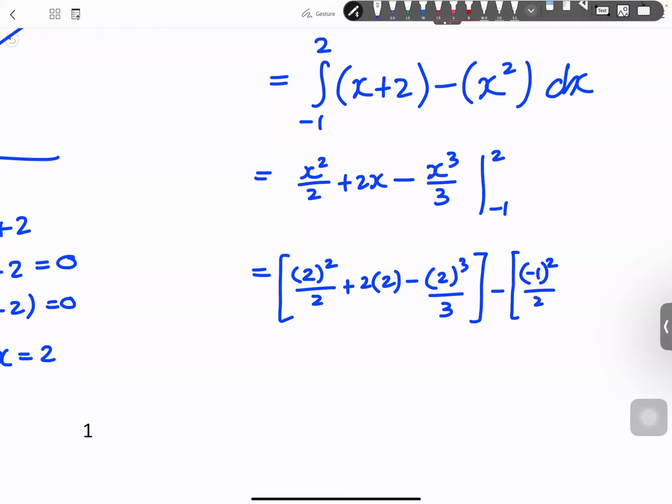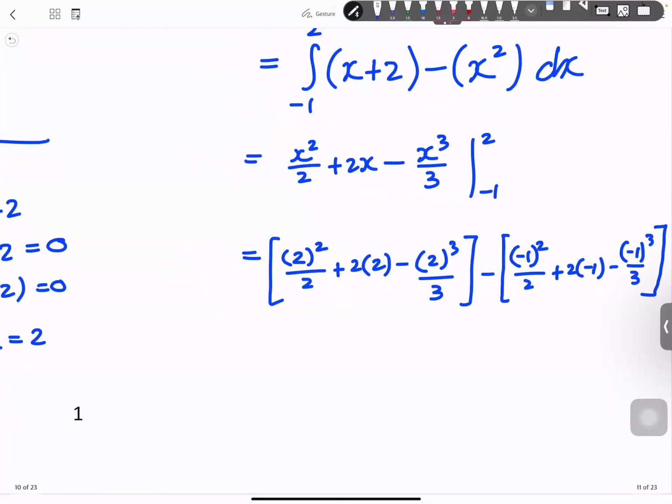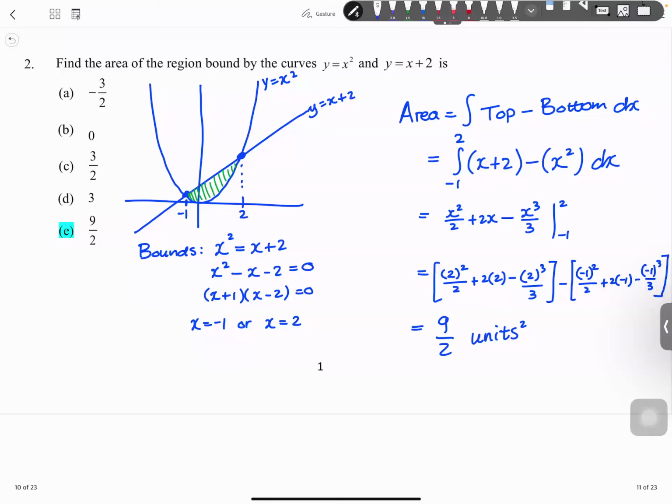-1 squared over 2 plus 2 times -1 minus -1 cubed over 3. All right, at some point, you're going to have to use your calculator. I will do that right here. When I evaluate, I get 9/2. And this would be whatever units squared. Remember, it is an area. And so I get answer E.